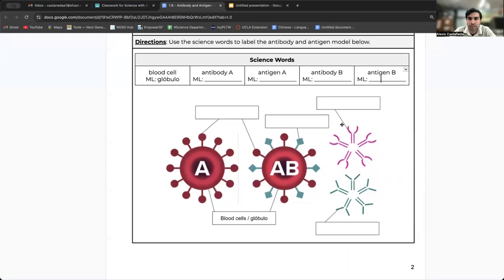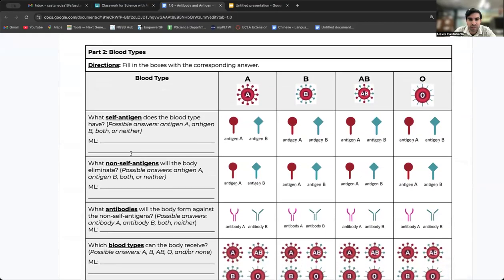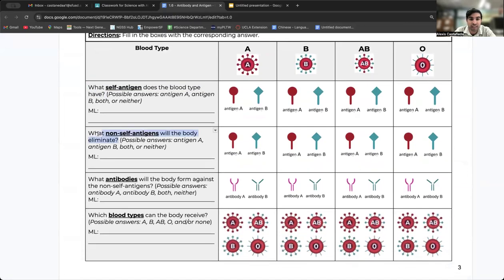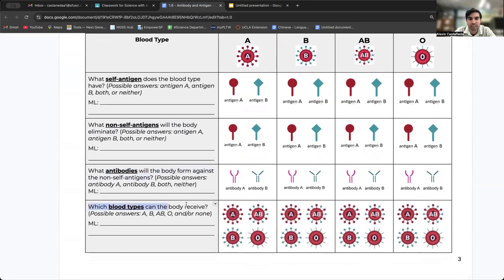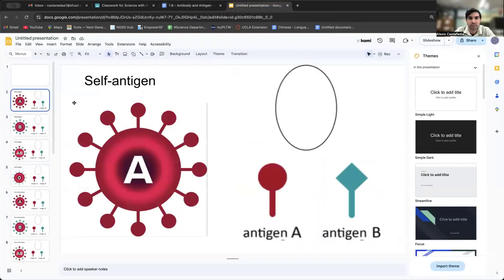So let's look at this a little bit more down here. We want to look at each of these blood types and answer these questions. What self-antigens does each blood type have? What non-self antigens does the body want to eliminate? What antibodies will the body form against the non-self antigens? And what blood types can the body receive? To look at this a little bit more, we're actually going to go to this presentation that I made to look at this in a little bit more detail.